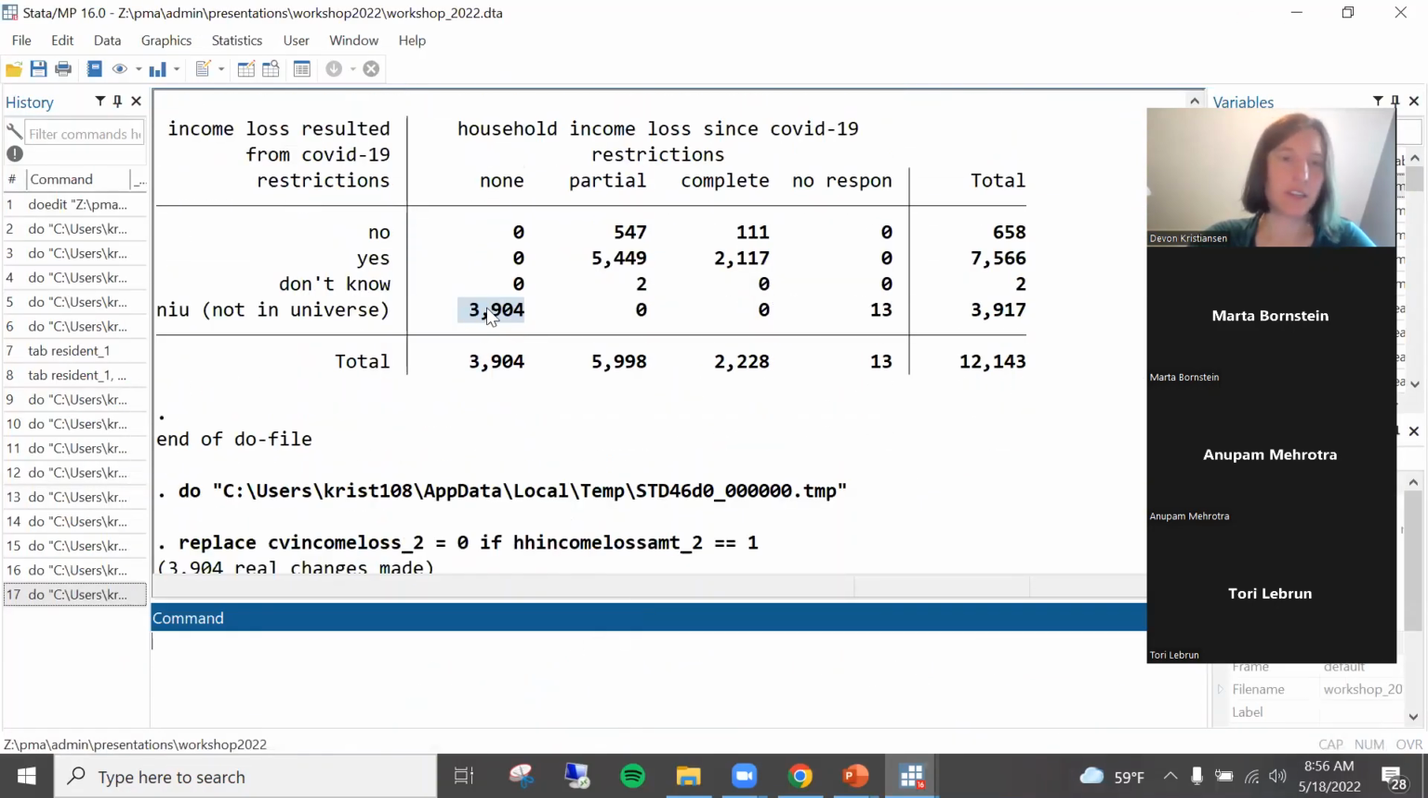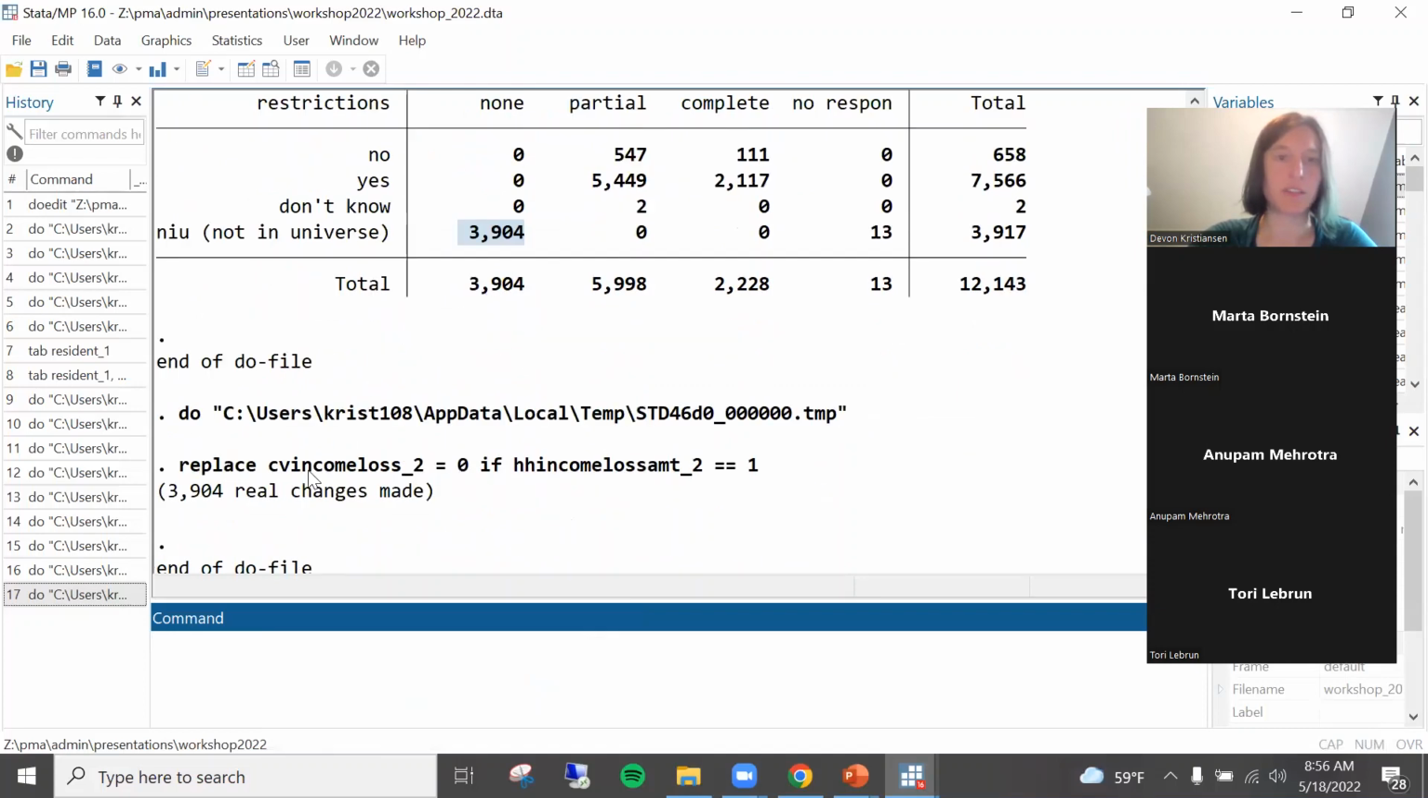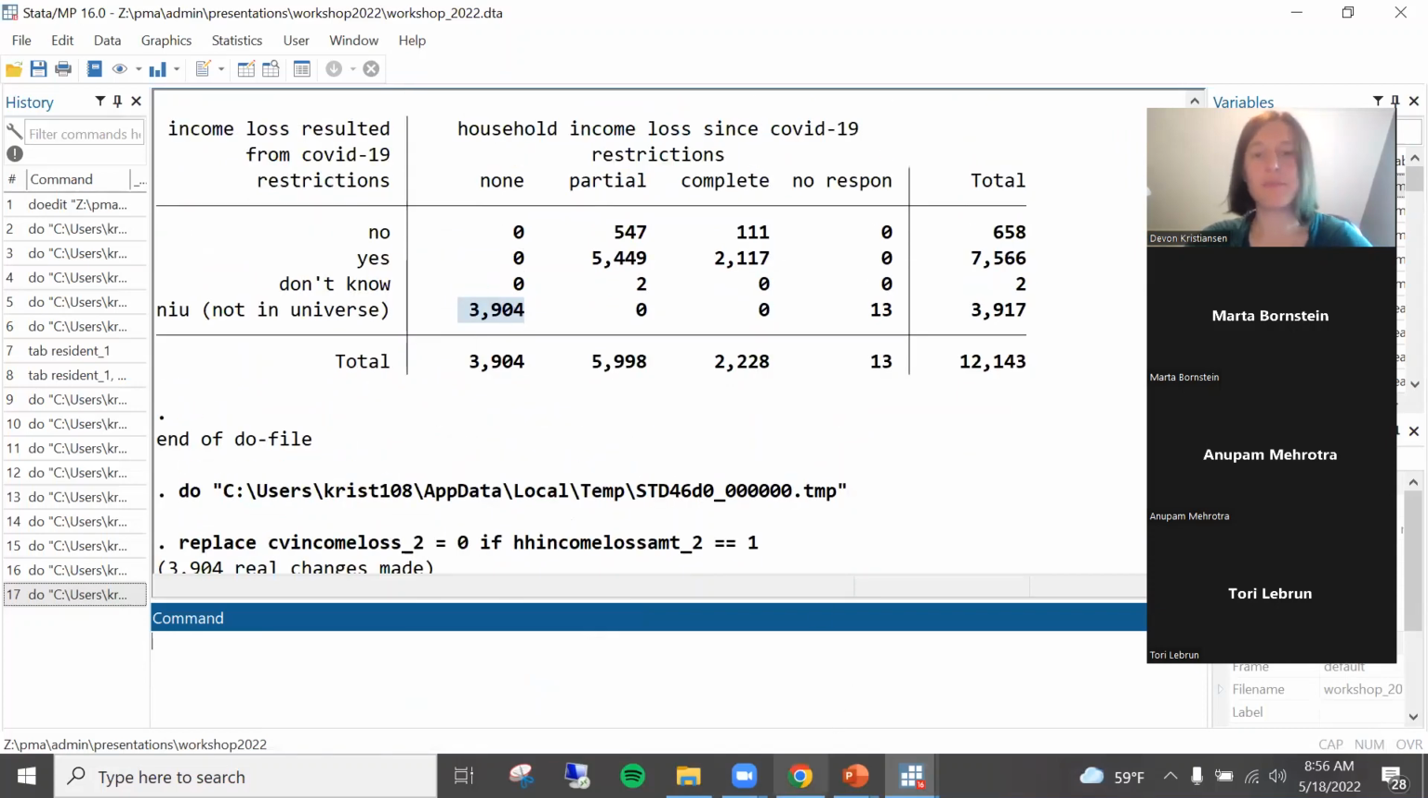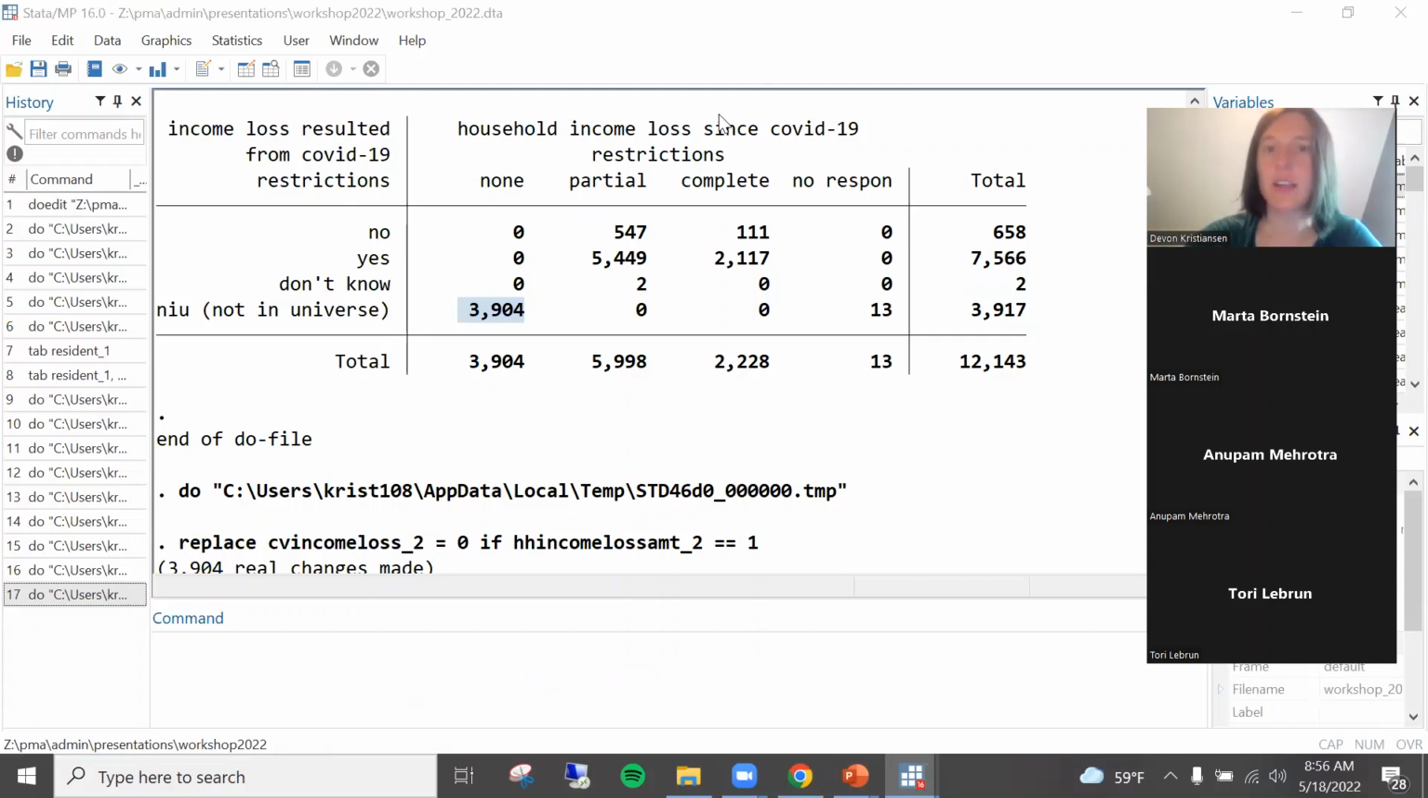So that 3,904 is now equal to 0. Okay, excellent. And I do not see any questions in the chat, so I think I'm going to keep going. Let's see here.